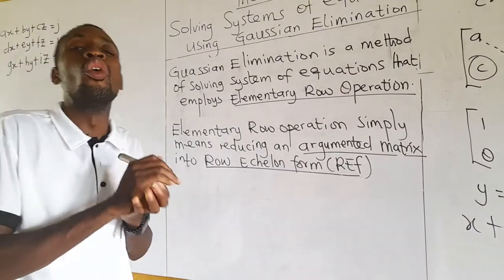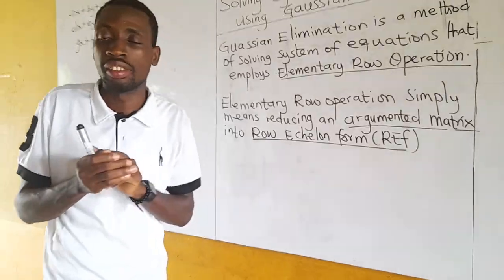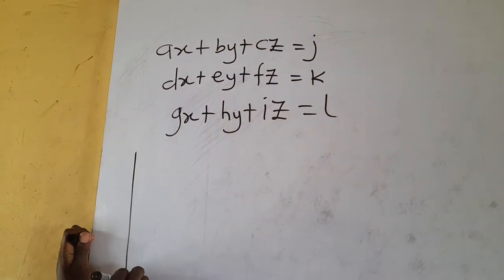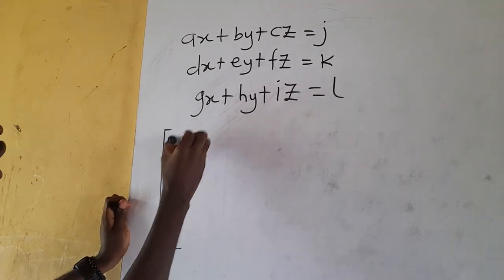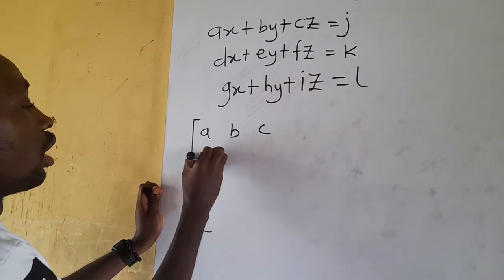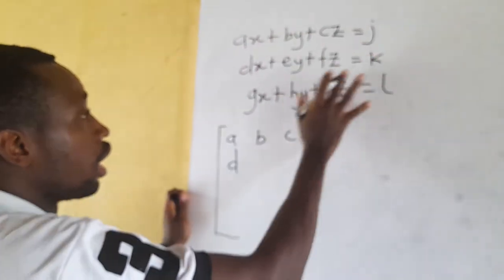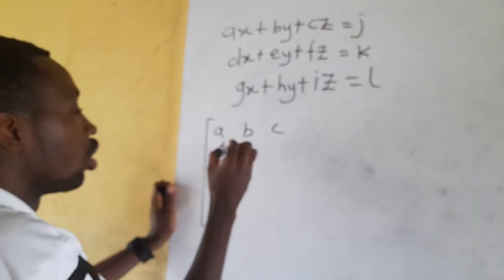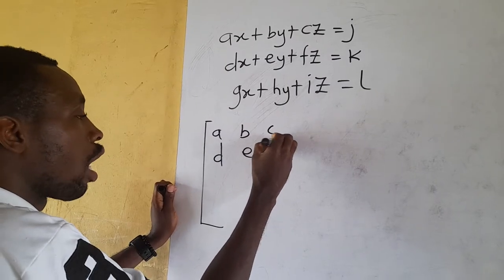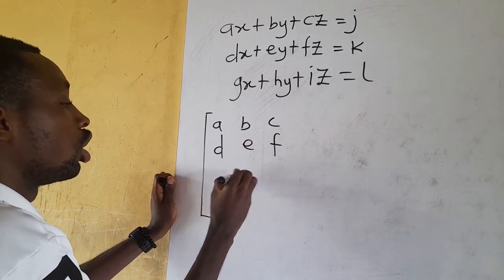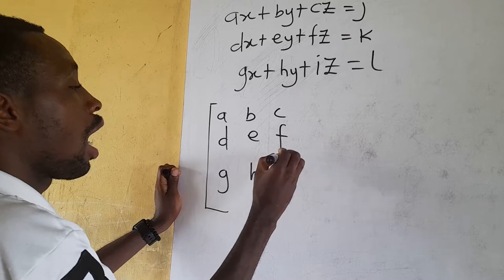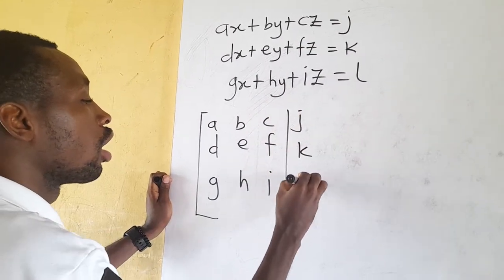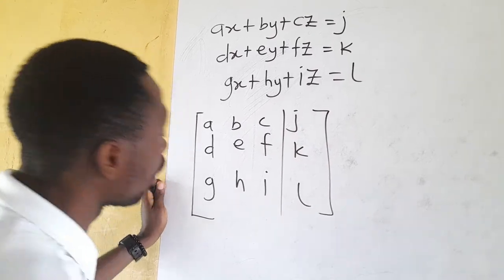What if we have three unknown variables? How do we do that? With three unknown variables, how do we form the augmented matrix? It will look like this: a, b, c, d, the coefficients. Everything here is constant. The variables are x, y, and z, so we are just writing the coefficients of the variables. Then g, h, i, then our constants, j, k, l. This becomes the augmented matrix.